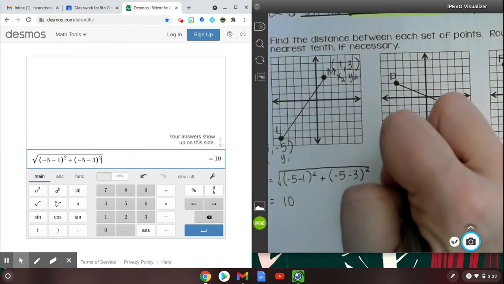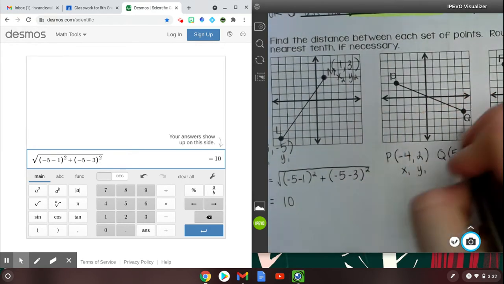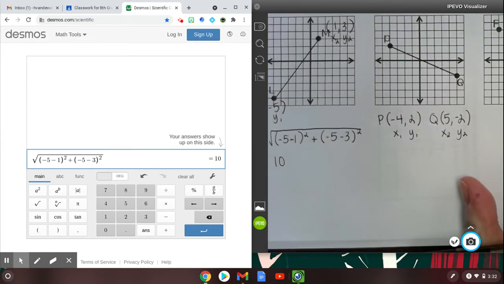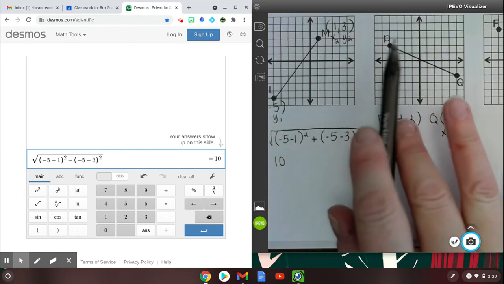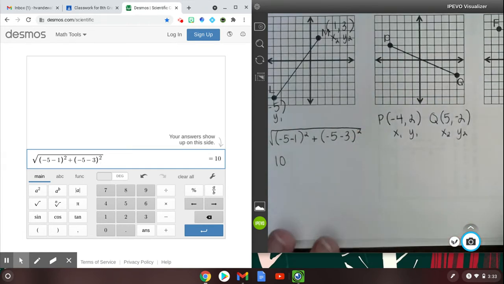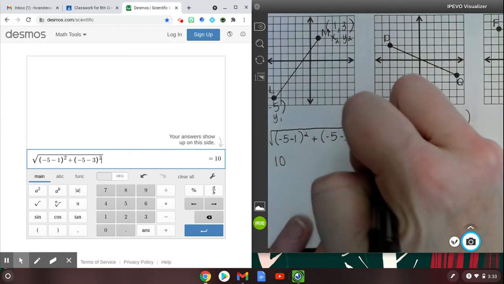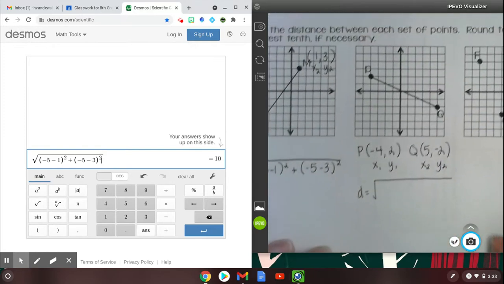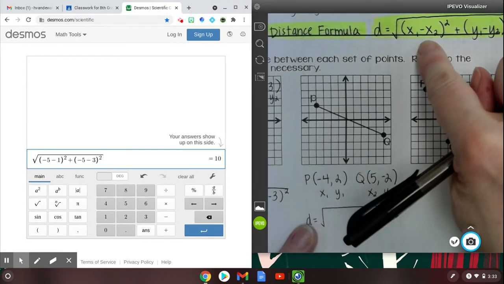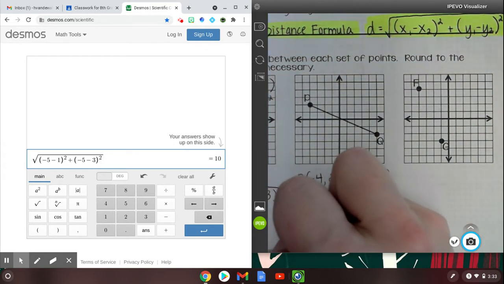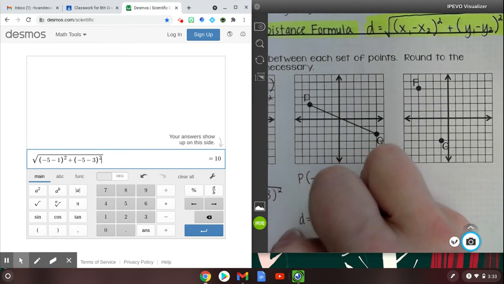I'm going to call this my x1, y1, and this one I'm going to call my x2, y2. Again, it doesn't matter which is which. I'm trying to find the length of this segment, which is really hard because it's diagonal. Using my distance formula, it starts with a big, long square root bar. Looking up here, we start with x1 minus x2, so that's -4 minus 5, and that's going to be squared.